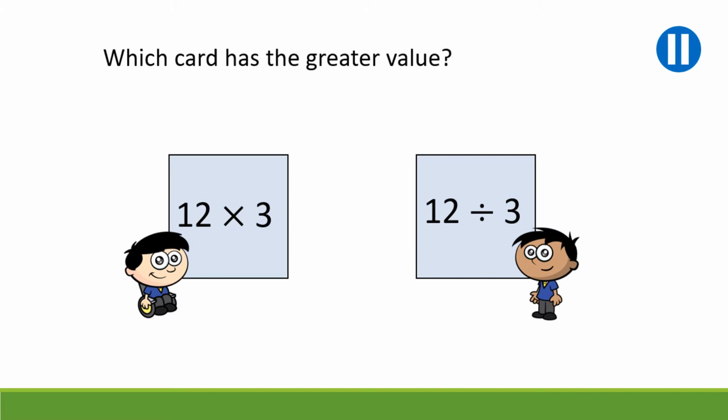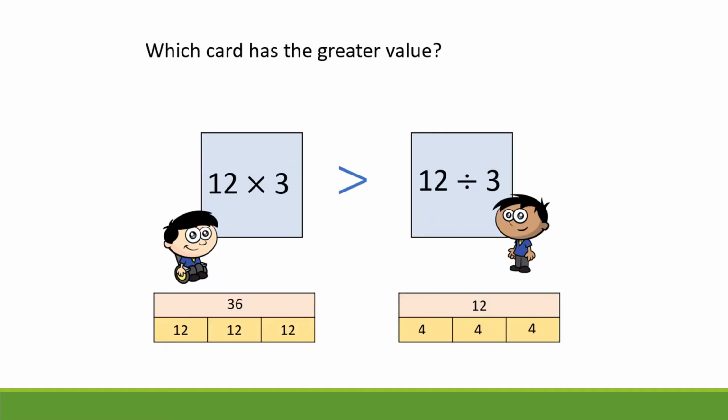What about this one? Which card has the greater value? This time Teddy has 12 times 3 and Jack has 12 divided by 3. Who has the greater value?